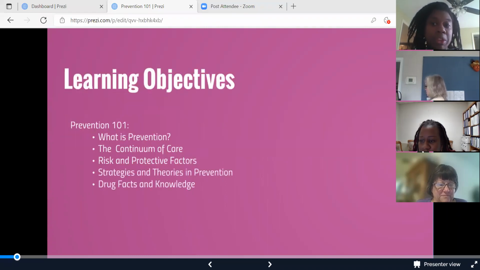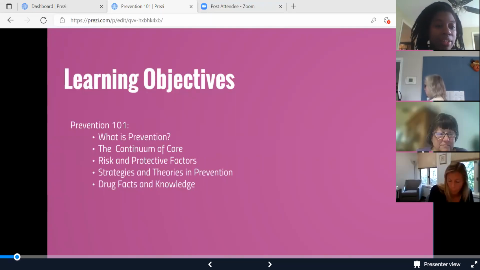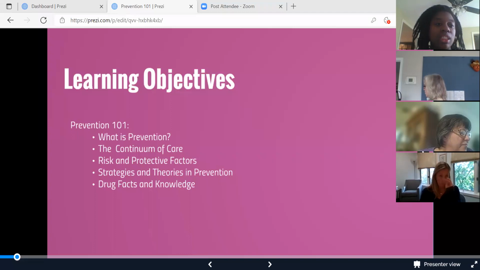So our learning objectives for today, we're going to cover what exactly is prevention, and go through some key terms as far as what is prevention and how we work within our frame of prevention. We're going to cover the continuum of care, and we'll go into more detail about that. We're going to cover risk and protective factors of prevention, as well as some strategies and theories that we use within our work in the prevention field. Lastly, we're going to go over some drug facts and some knowledge concerning the different drugs and substances that you may encounter as a prevention professional or a certified prevention specialist.